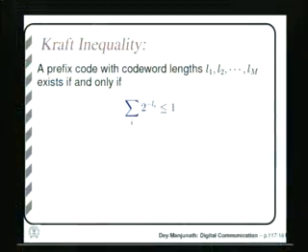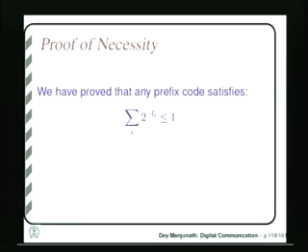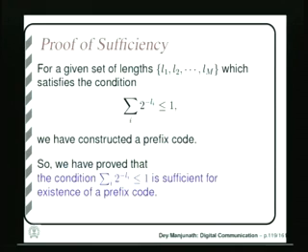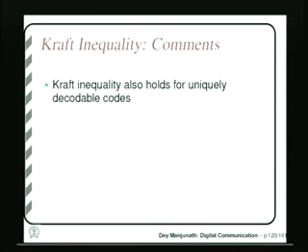So, that is something very interesting and very nice to have. And Kraft inequality gives a necessary and sufficient condition for a prefix code to exist for a given set of lengths. So, if these lengths are given, we know that a prefix code exists with these lengths if and only if this condition is satisfied. So, we have proved necessity and we have proved sufficiency of the Kraft inequality condition. And we have commented that Kraft inequality also holds for uniquely decodable codes. So, it is not only for prefix codes, but Kraft inequality also gives necessary and sufficient condition for existence of a uniquely decodable code for any set of lengths.